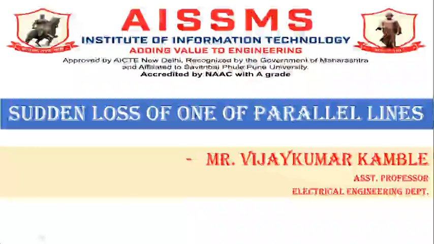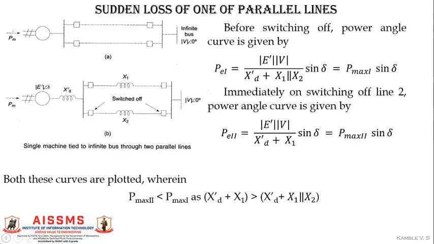Okay, so next part is sudden loss of one of the parallel lines. As you know, the power transfer can be done with the help of parallel lines. So let us say this is one diagram. This is a synchronous generator, synchronous machine. Mechanical power is fed to this synchronous generator.